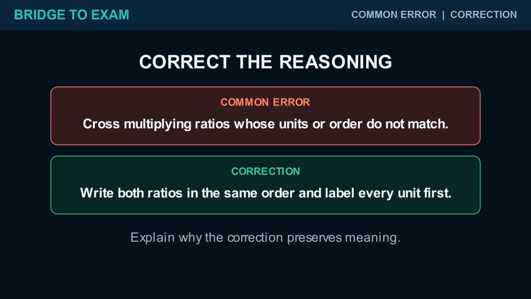Watch for this common error, cross-multiplying ratios whose units or order do not match. Correction. Write both ratios in the same order and label every unit first.